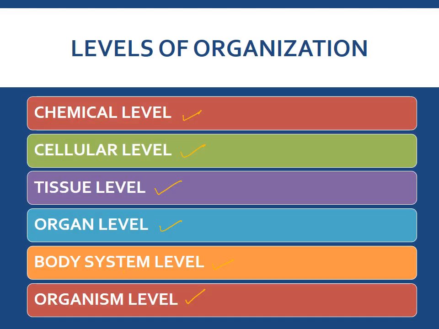In the previous lecture, I introduced you to the different levels of organization of the body, in which we briefly mentioned the chemical level, cellular level, tissue level, organ level, body system level, and then organism level. Today, we will go into brief detail of each level.